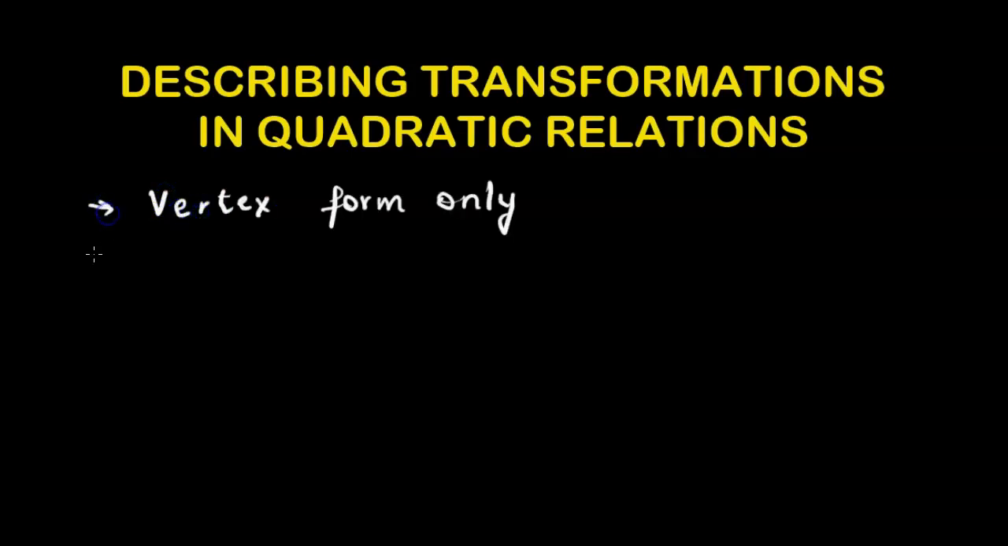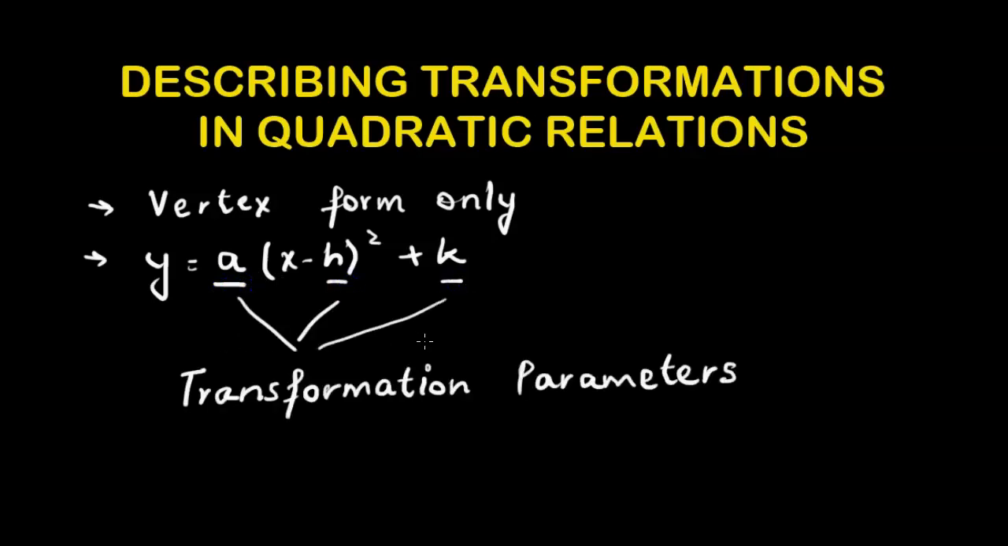That's the first thing to remember, and the second thing to remember is the general equation of the vertex form of a quadratic relation, and that is y = a(x - h)² + k. Any given question, we would write down such that it represents the general equation like this. Here a, h and k are called the transformation parameters. Whenever we are asked to describe transformations, we are asked to describe these transformation parameters.